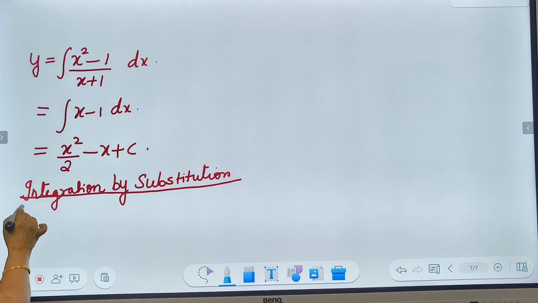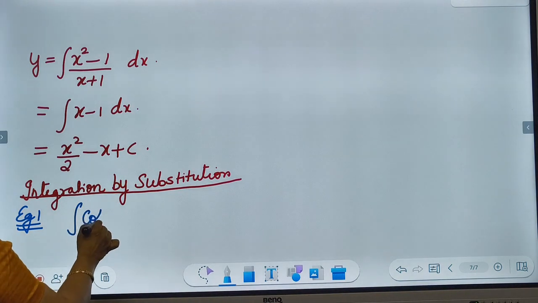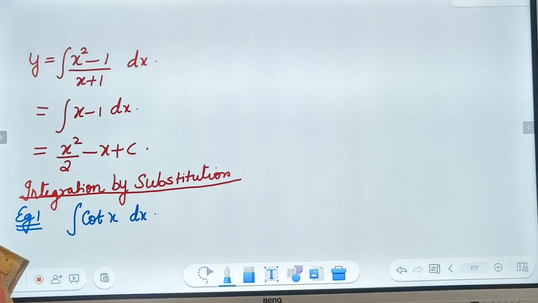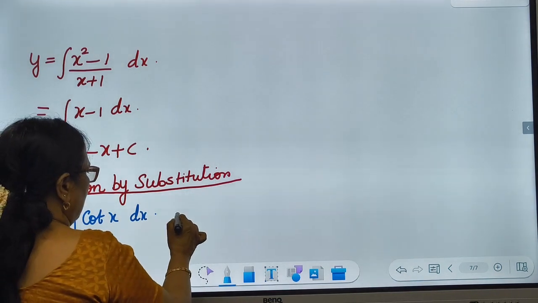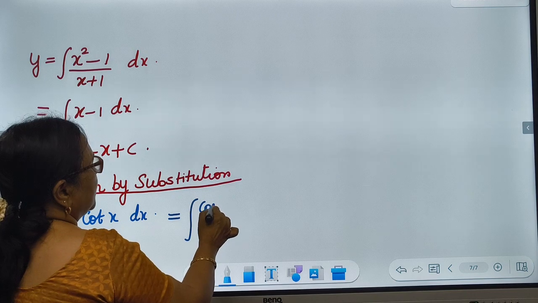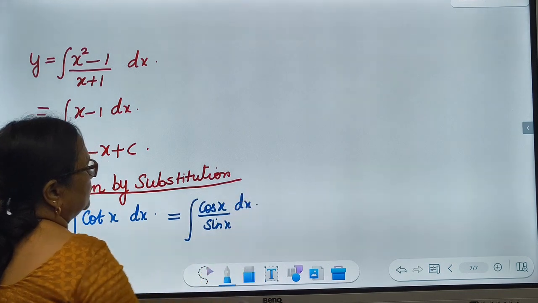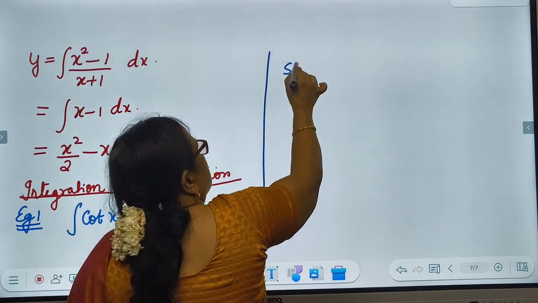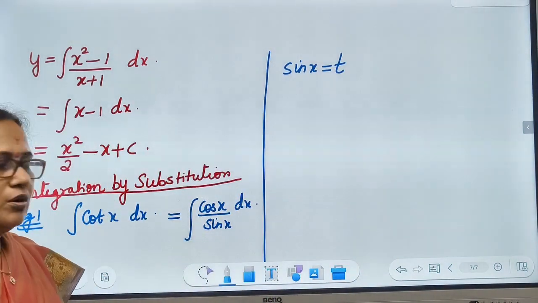Okay. Example. Integral of cot x dx. So we don't know any function directly whose derivative is cot x. However, I can write integral of cot x dx as integral of cos x by sin x into dx. I'm going to put sin x as t. That's why it's called substitution. I'm going to write sin x equal to t.